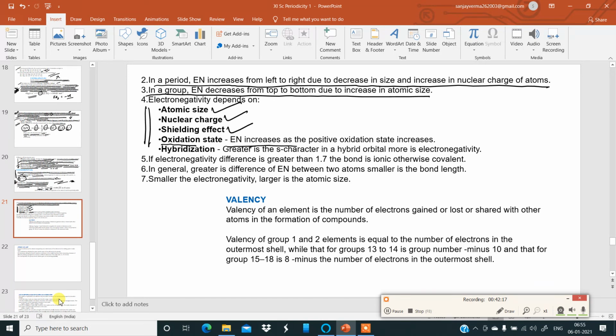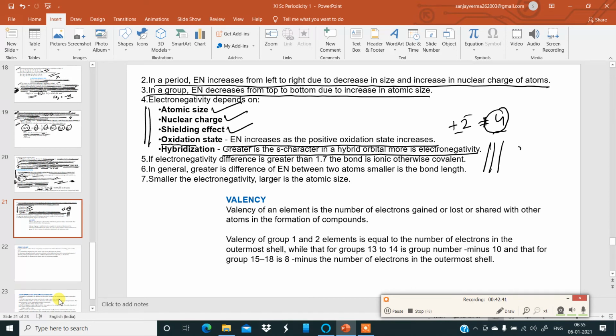Electronegativity increases as the positive oxidation state increases. That means plus 2, plus 4, this is increasing. So, with the increase of this, the electronegativity also increases. Hybridization. This is a very, very important thing over here. Greater the S character in a hybrid orbital, more is the electronegativity.